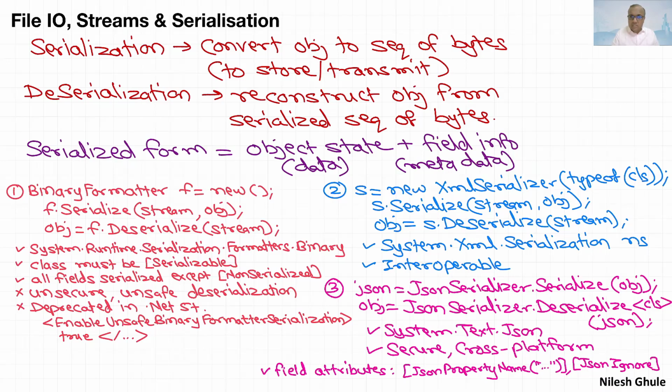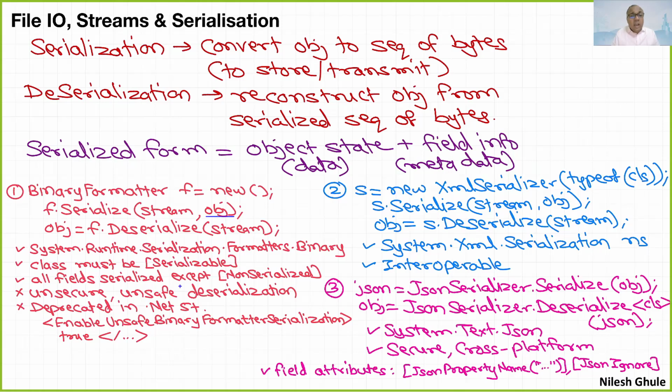The number one condition is that the class of this object must have the Serializable attribute. What exactly an attribute is and how attributes work behind the scenes, we will try to cover in some other session. For now, understand that attributes are used to associate additional metadata with the class or its members. So over here, our class must be serializable.